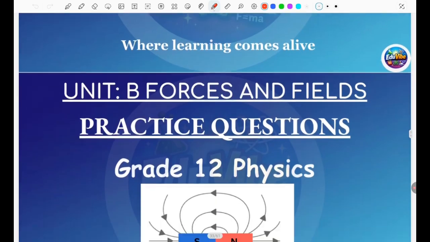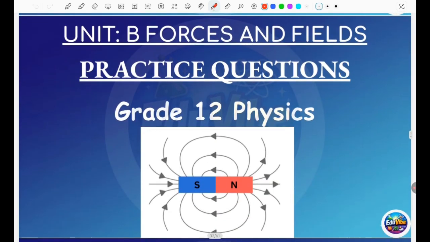Today we will be doing forces and fields. We are completing a unit, and now we're doing the practice questions of the last part of magnetism. Then we do the diploma questions of the whole unit, and then we will complete the unit. So let's do the practice questions of magnetism.